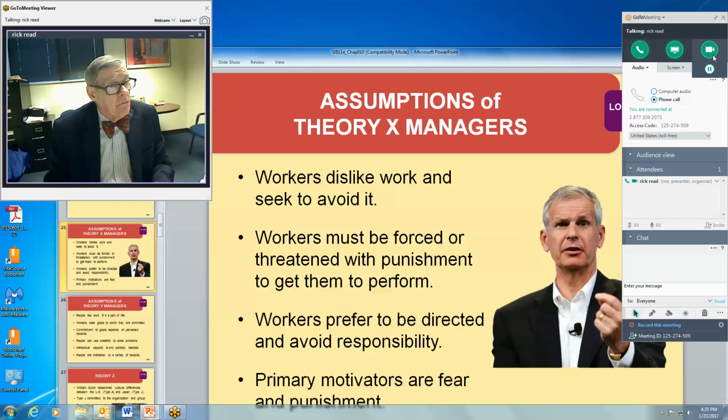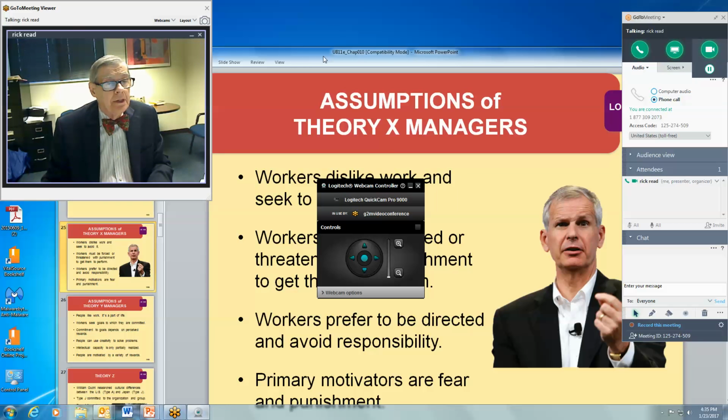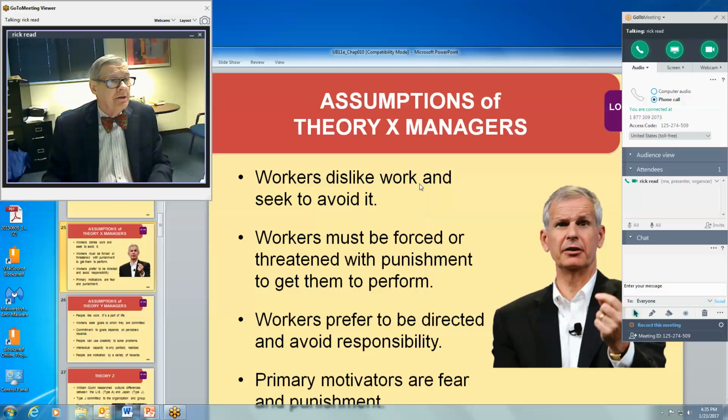They don't want to come to work. They have to be forced to work. You have to have a punishment. You have to have a stick and a carrot, the stick being punishment, the carrot being salary. And they don't want to be responsible for anything. The only reason they do any work is because they're afraid they're going to get punished, and part of that punishment may be their pay being docked.